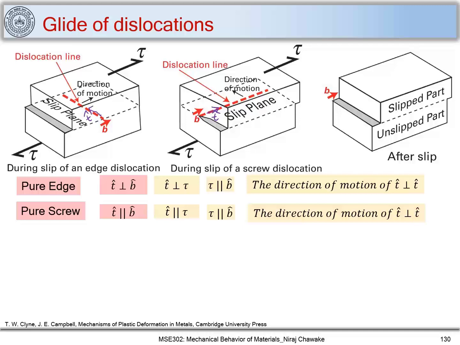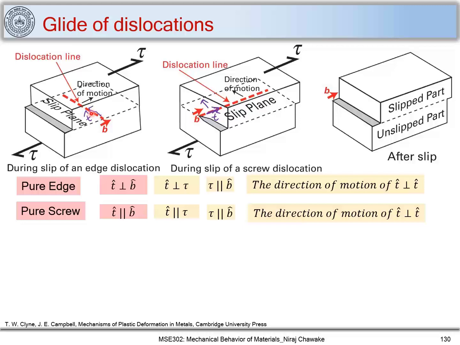So here we have this t vector, and its motion is perpendicular to the t vector. There are two important observations from pure edge and pure screw dislocation motion. First, tau is parallel to the Burgess vector, or some component of shear stress must be parallel to the Burgess vector to move the dislocation on the slip plane. And the second important point is that the direction of motion of the dislocation line is perpendicular to the tangent vector.